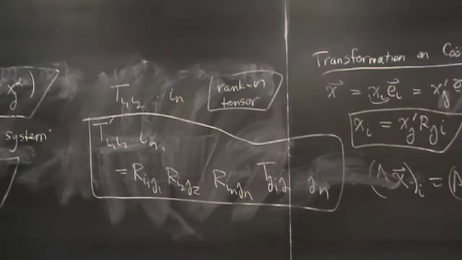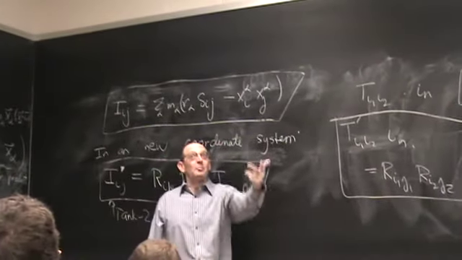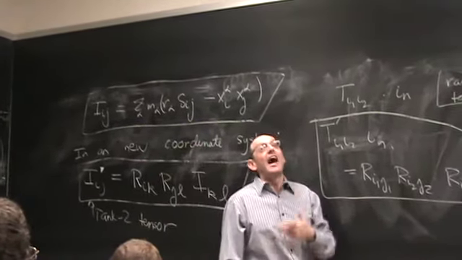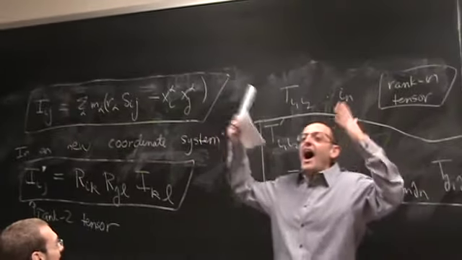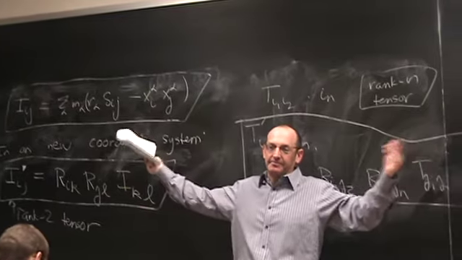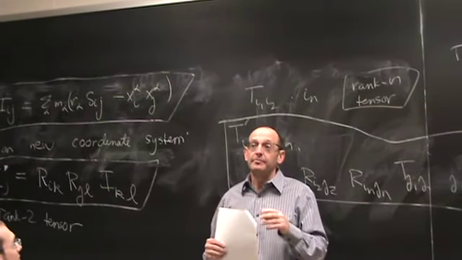And we will see then monopole moments, dipole moments, quadrupole moments, octupole moments, hexapole moments. They're all higher order tensors. And they are very important in the theory of electricity and magnetism.